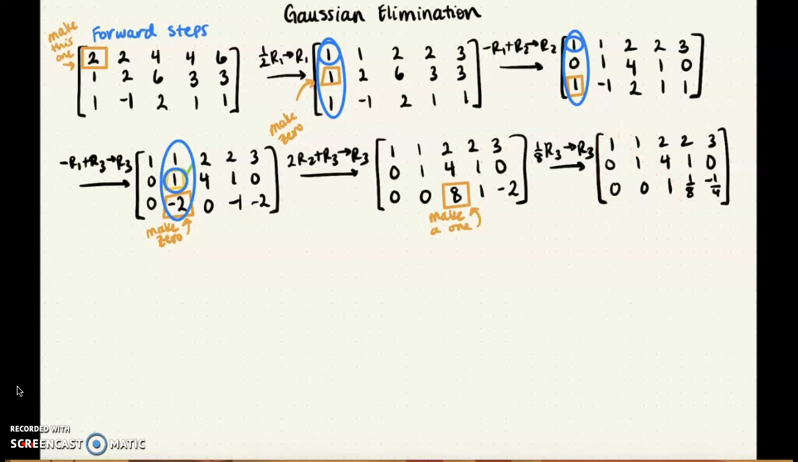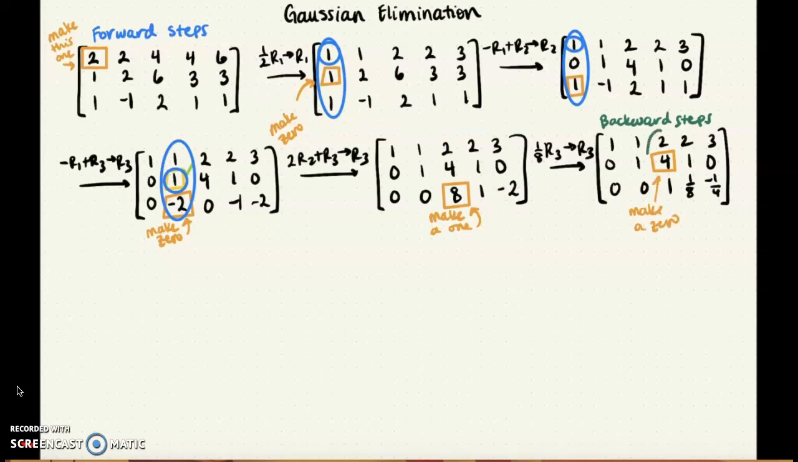Now we're going to move on to the backward steps. From here, we're going to go from right to left, and we're going to try to get zeros above the leading ones. So these elements here. We're going to start in the rightmost column that has a leading one in it, which happens to be the third column in this case. And our goal now is we first want to make this element a 0.